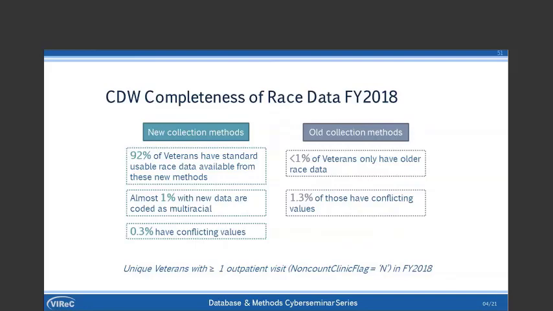Amongst those, we still have issues: about 1% are coded as multiracial, and about 0.3% have conflicting values. When we use the data from the older data collection methods, less than 1% of veterans only have data from the older race data, so it's not really helping us fill this gap in the availability of race data. And we also have more conflicting values. About 1.3% of those with the older race data have conflicting values.